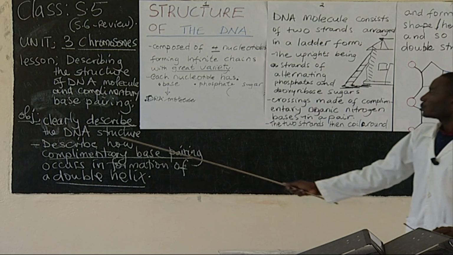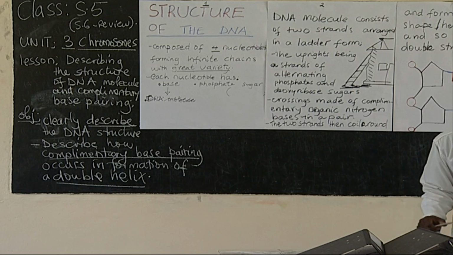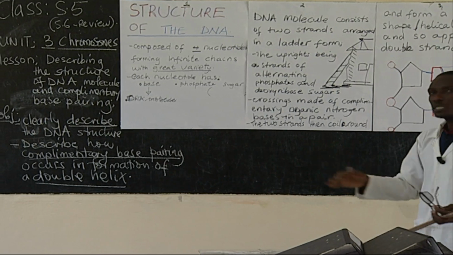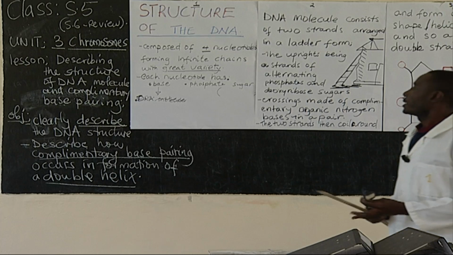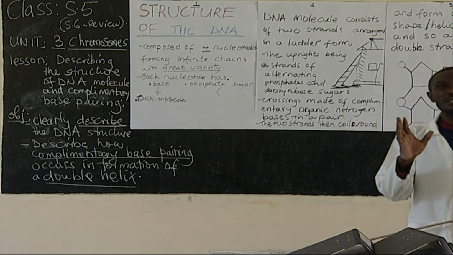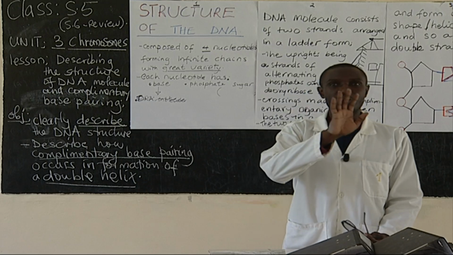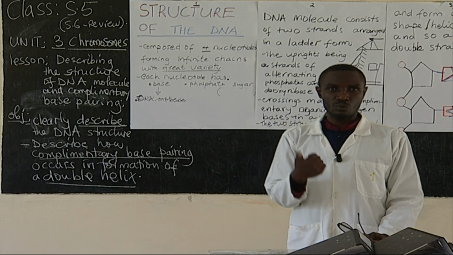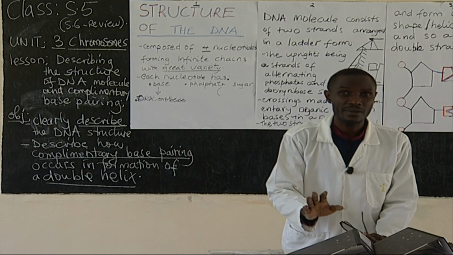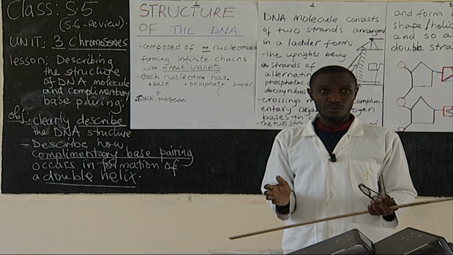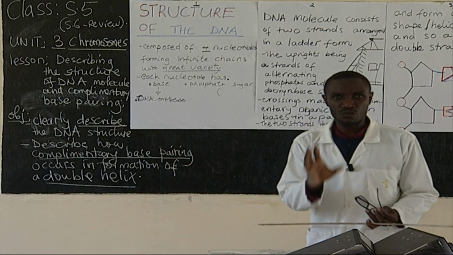Two, we also describe how. So the how would take us through the process. Description is a step-by-step event if it is a process. It can as well mean that if there is a structure you're looking at, what are the parts that make this structure up? That's one. What are these structures? How are they arranged? And what is the overall shape? This is what we expect to capture in the DNA structure if you're to describe it.